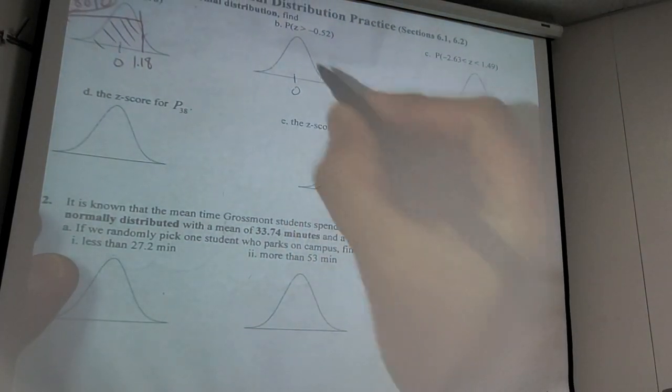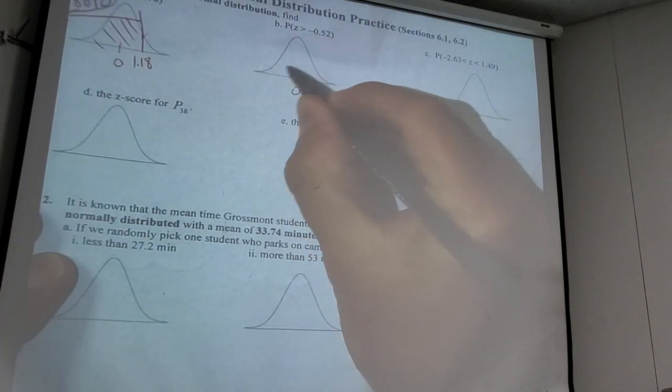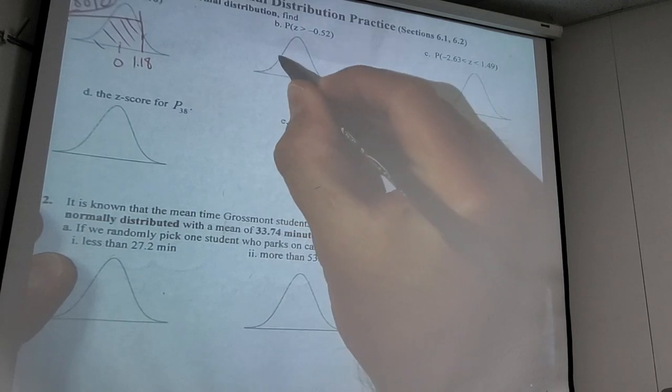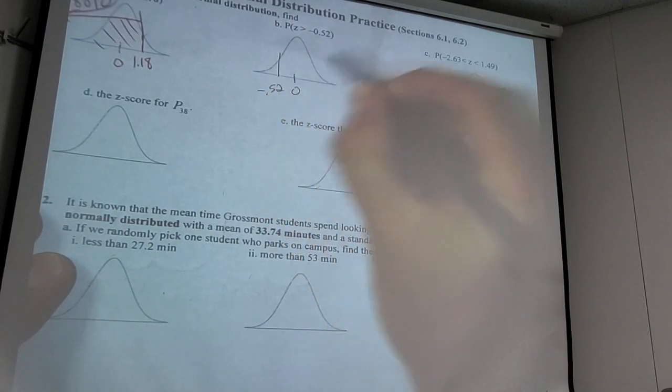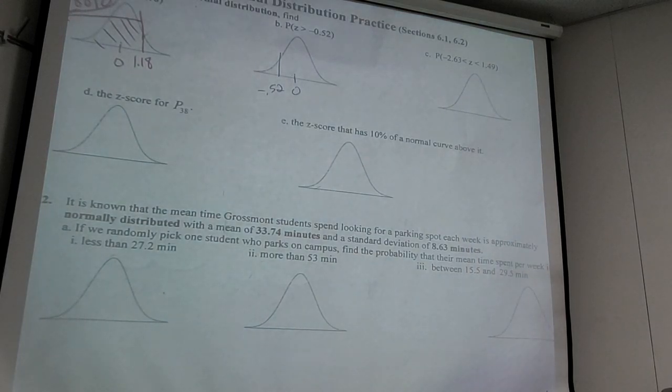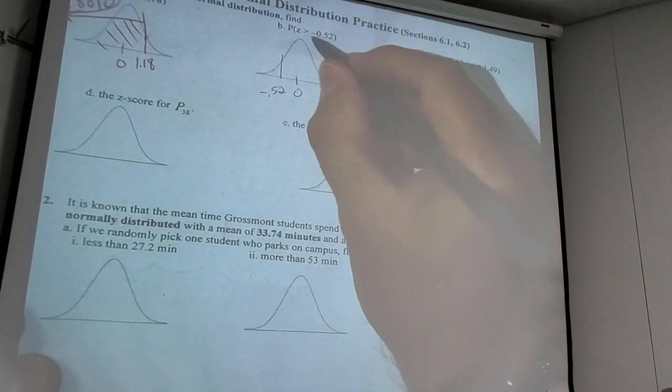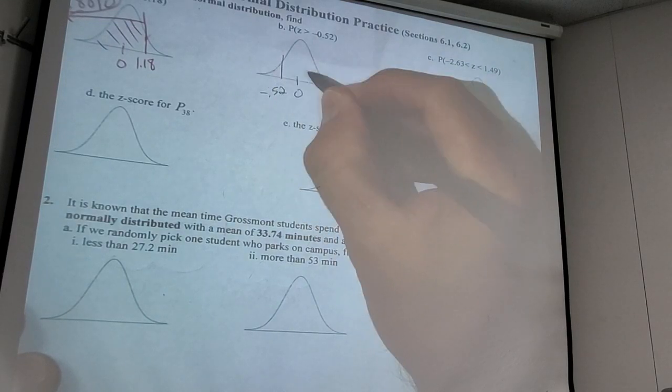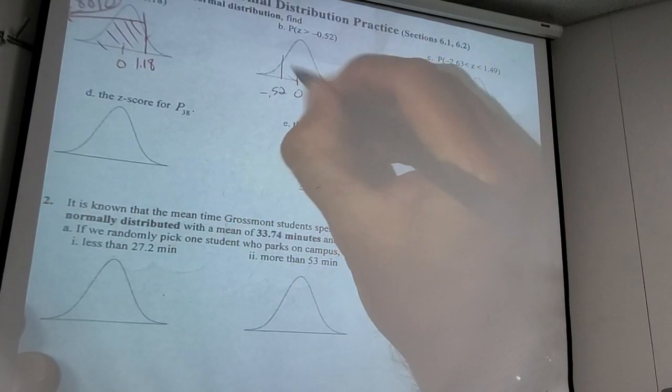So negative 0.52, where would that be? To the left. And then what's the area I'm asking for? Where would you shade? Greater than, sure. Which side? On the right, I love it.